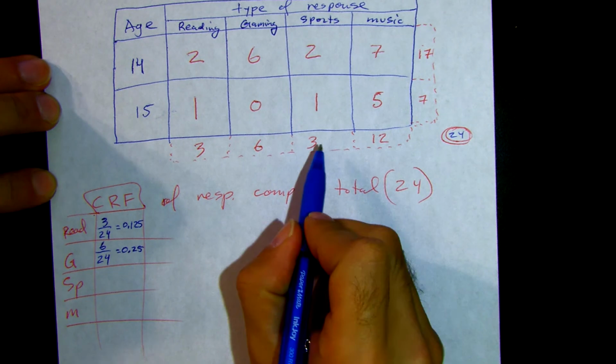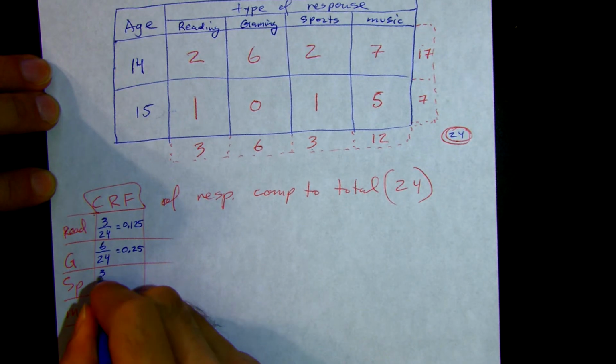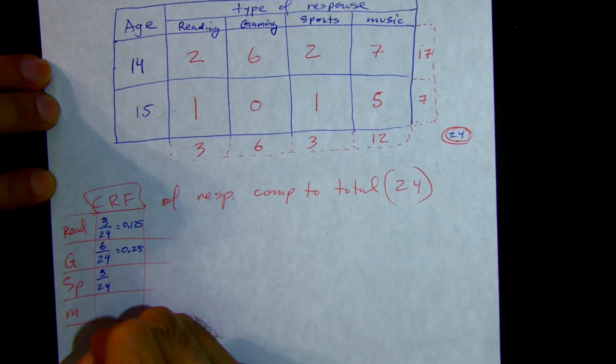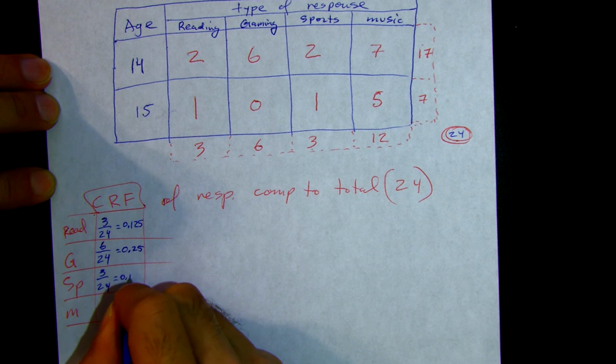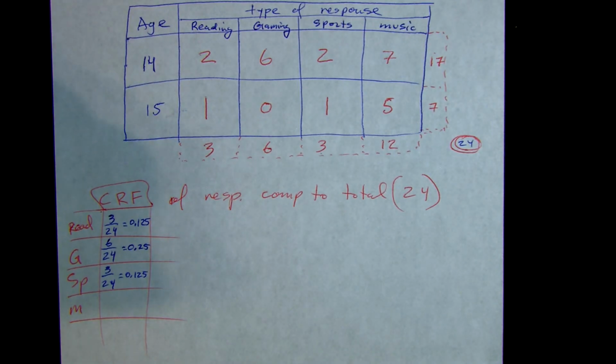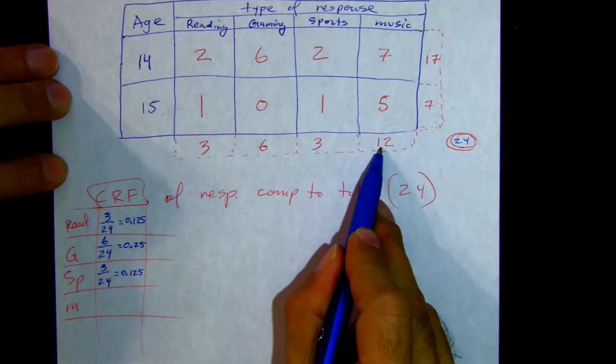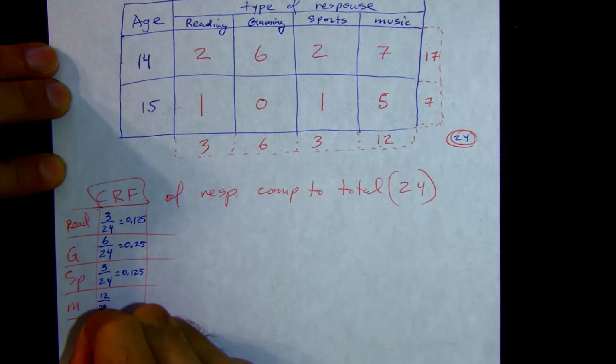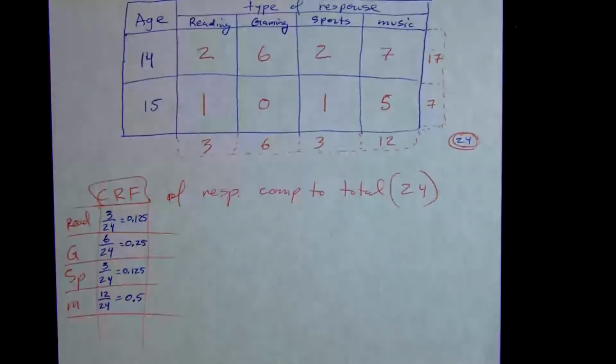And then how about sports compared to the total? How many like sports? All together, 3. All total, 24. And we've seen this before. We have, yeah. 0.125. It's the same as reading. Thanks for music. Nice, Arnold. So with music, look how many like music. 12 out of 24. Half.